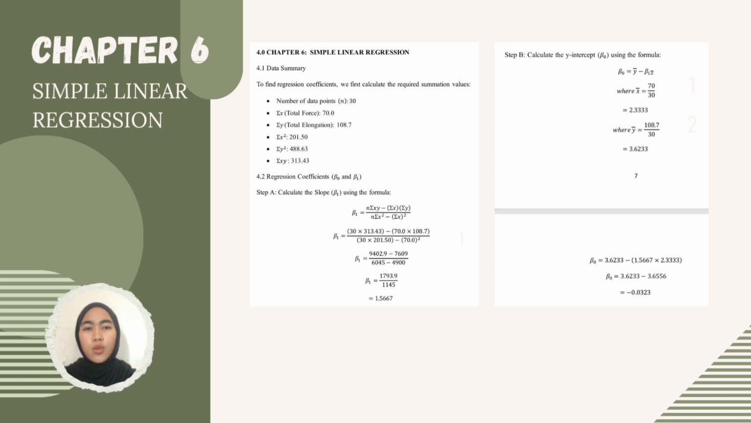0.0323 plus 1.567x. In short, the slope of 1.5667 indicates that for every 1 unit increase in force, the elongation is predicted to increase by 1.567 units on average.